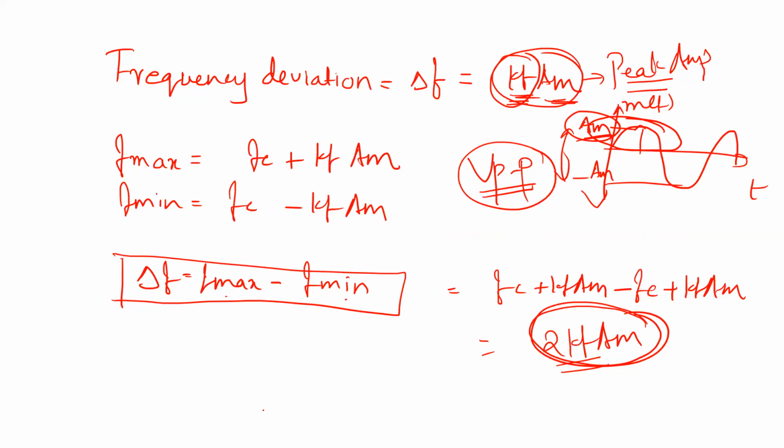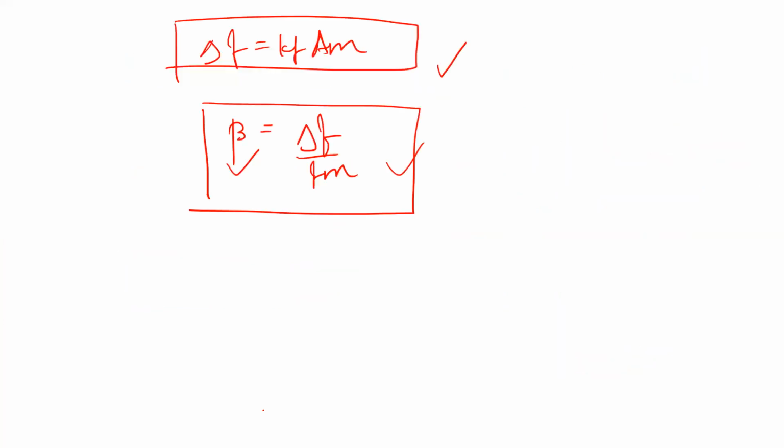Okay, so what is delta f? What is the maximum frequency deviation formula? Delta f is the maximum deviation, kf times the peak amplitude. So it is Kf into Am. Next, what is beta equal to? Beta is called the frequency modulation index. It's delta f by fm.